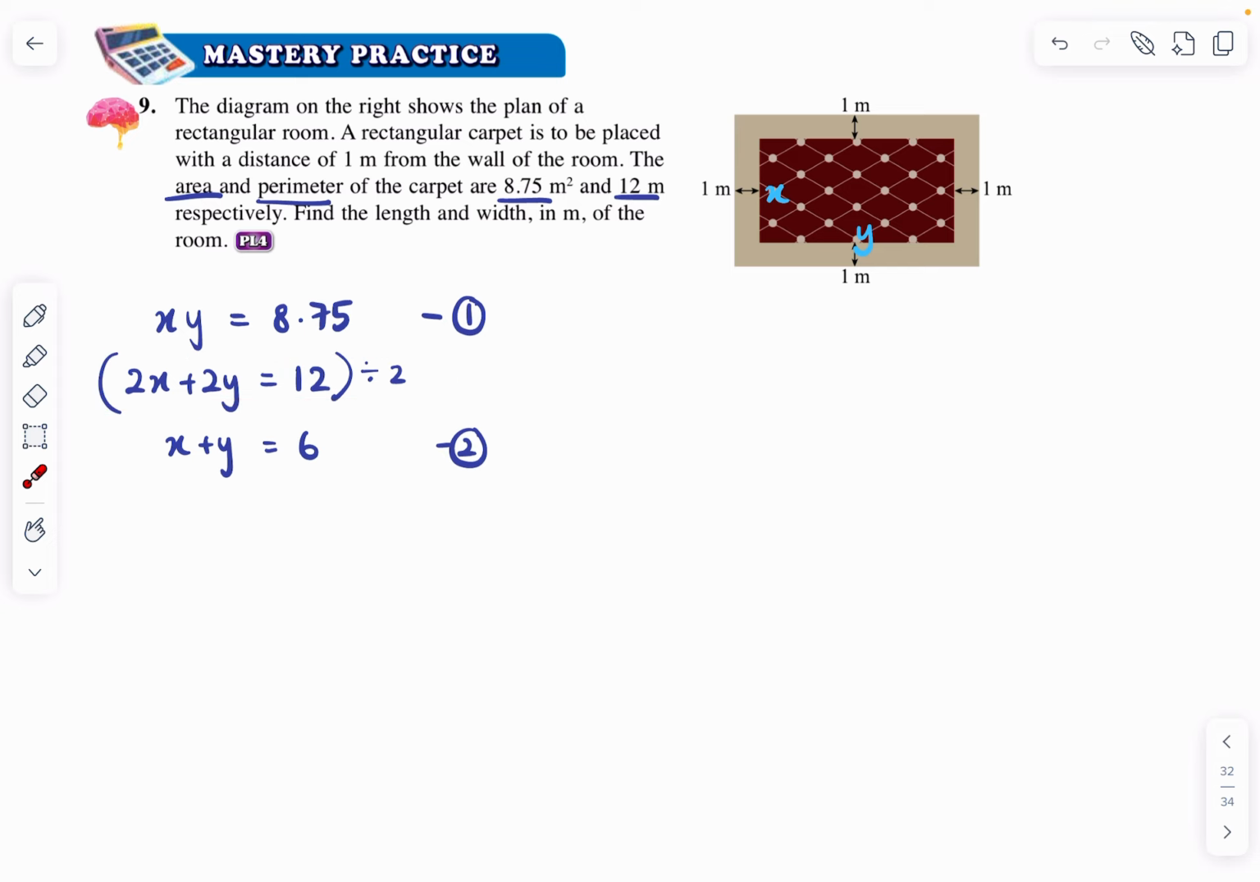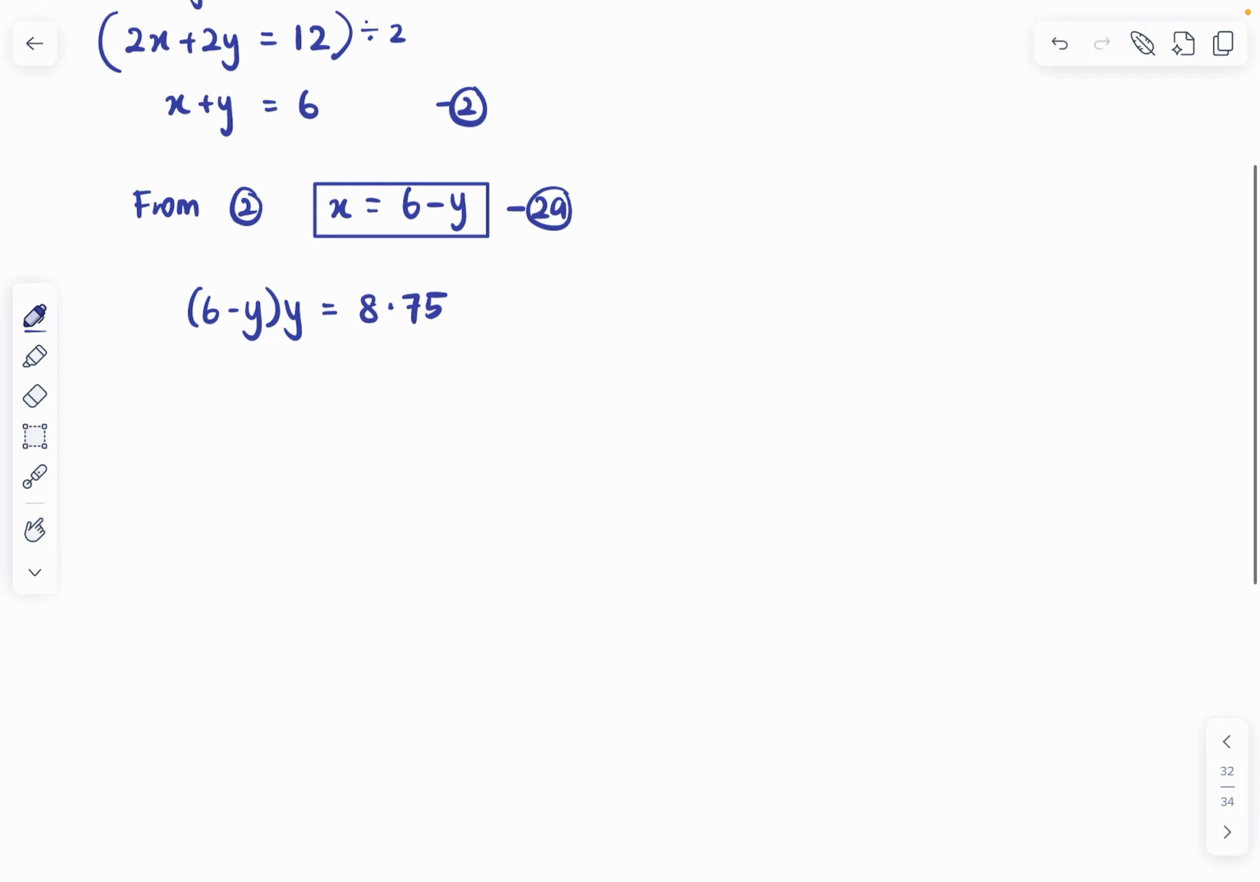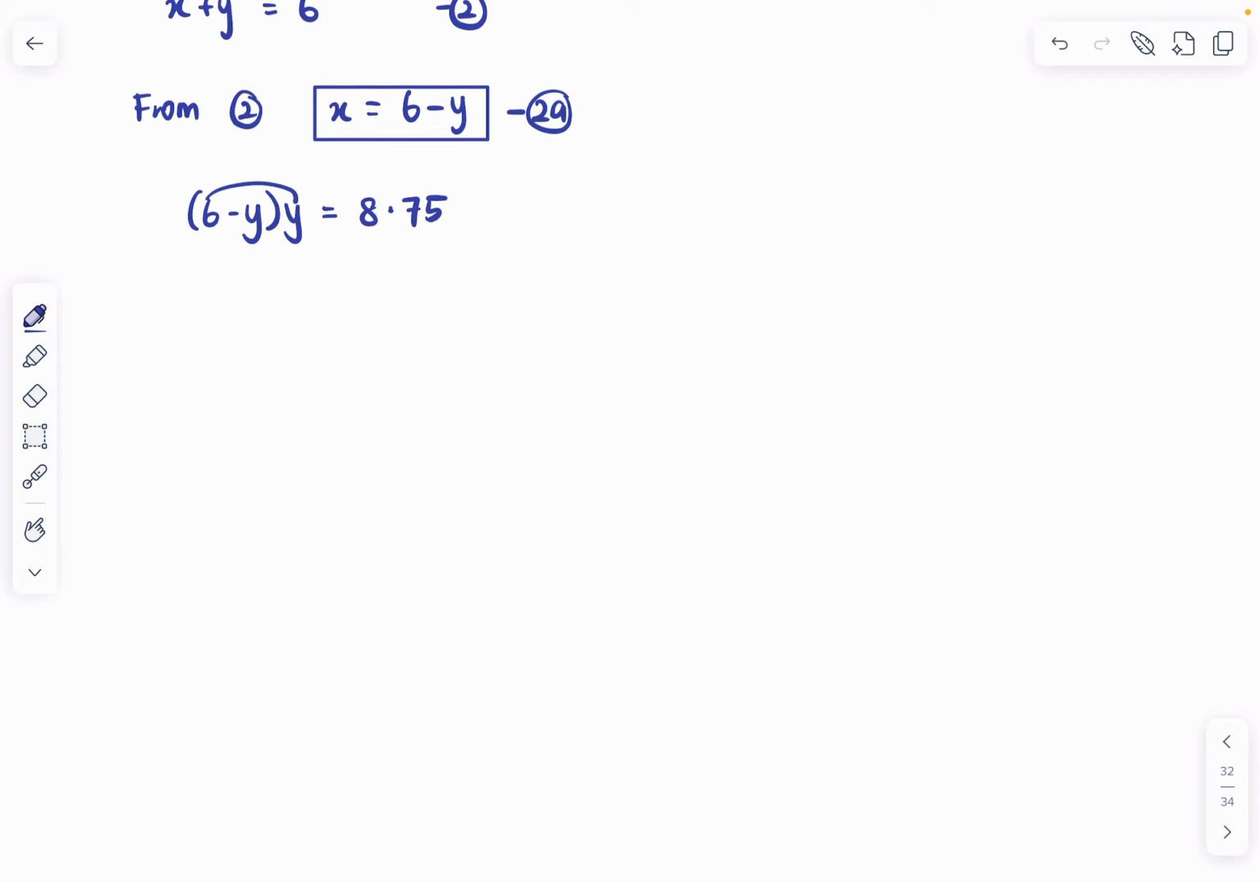So now from equation 2 we can make x the subject. x will be 6 minus y. We call this equation 2a. Then we can take this and sub it into equation 1. So (6 minus y) times y is 8.75. Okay, we expand this. 6y minus y squared equals 8.75.